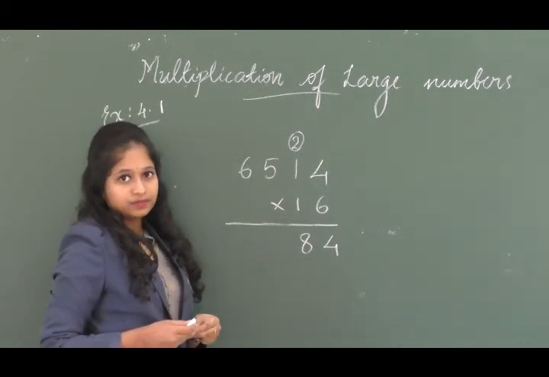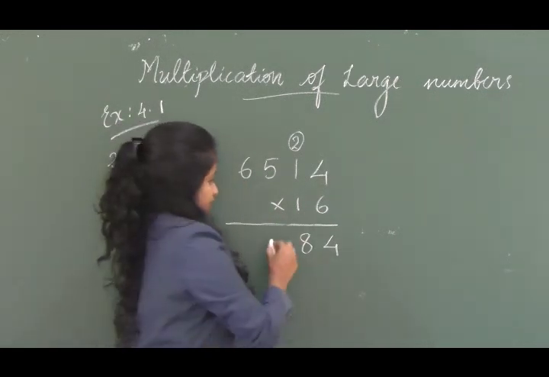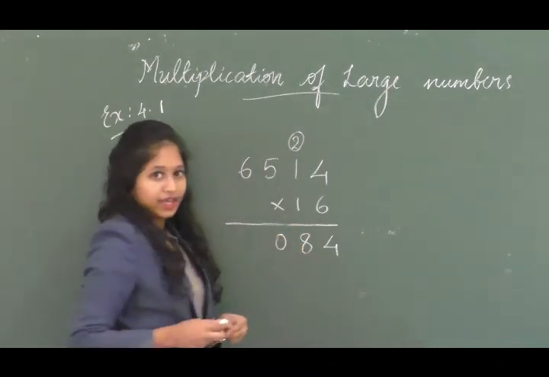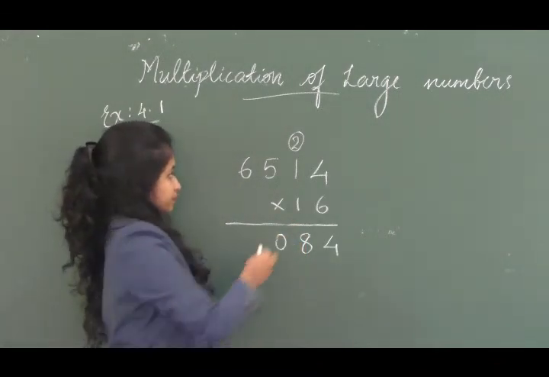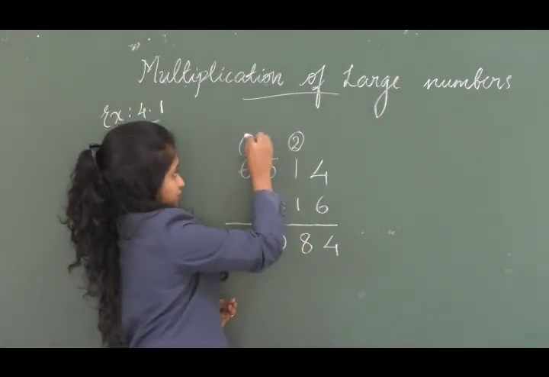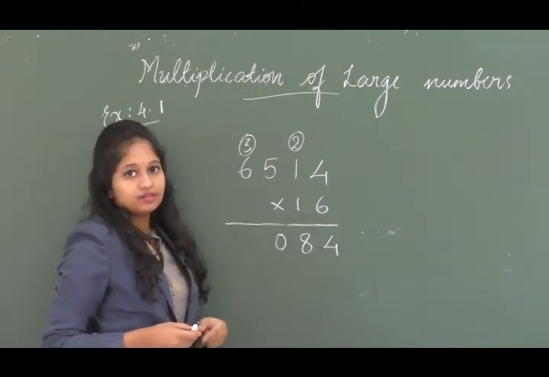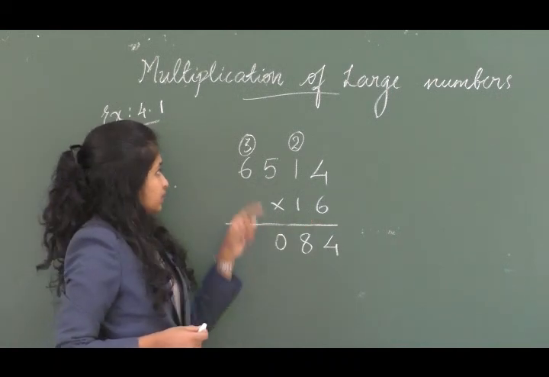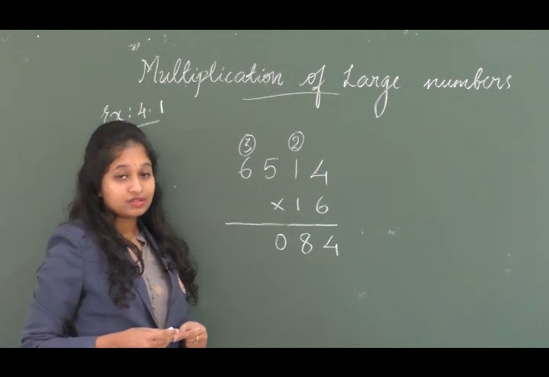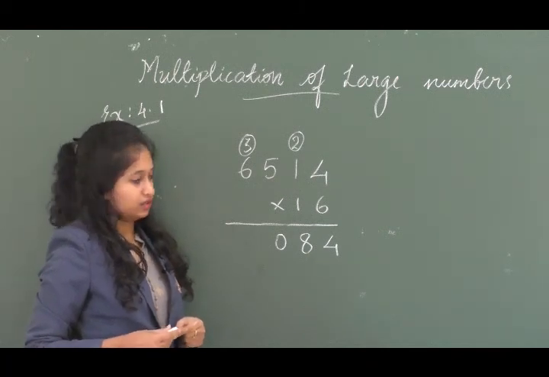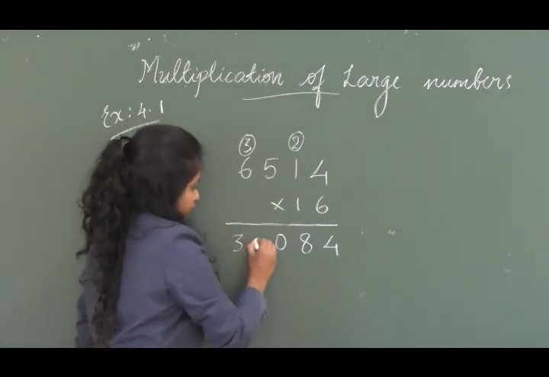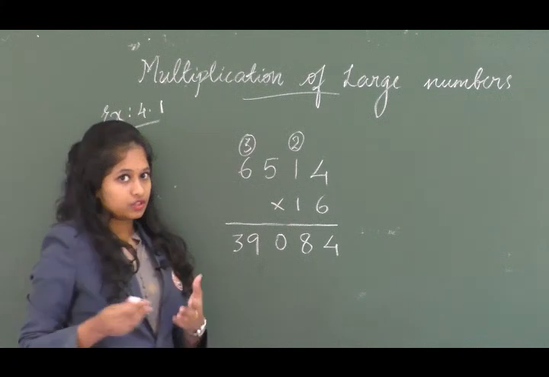Then 6 5s are 30. So write 0 here. And where will the 3 come? Here. Now 6 6 are 36. 36 plus 3 is 39. Write the value here.